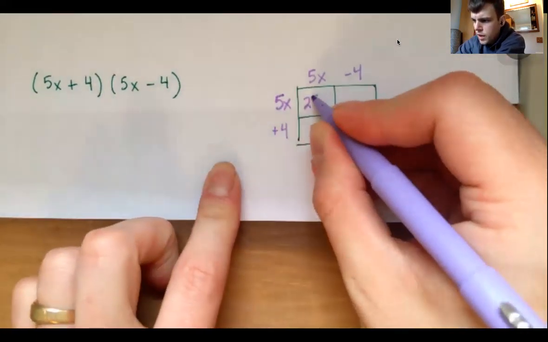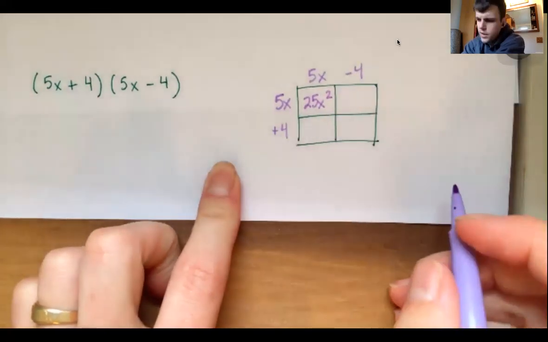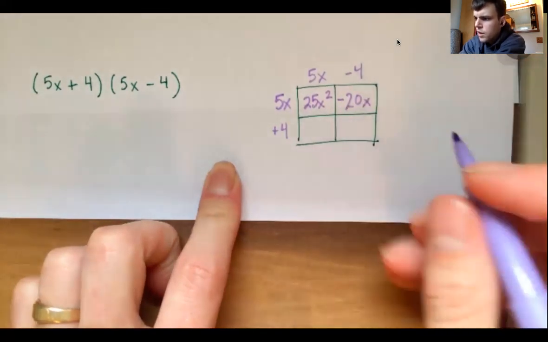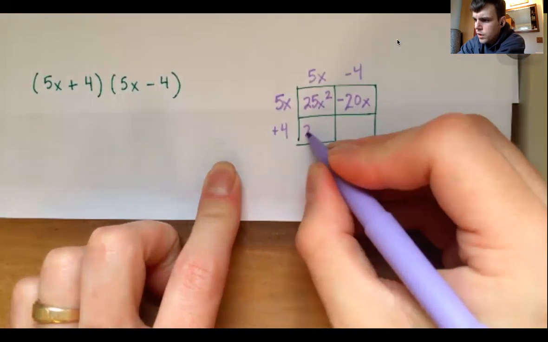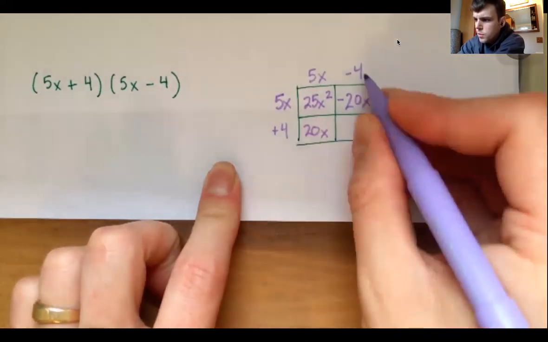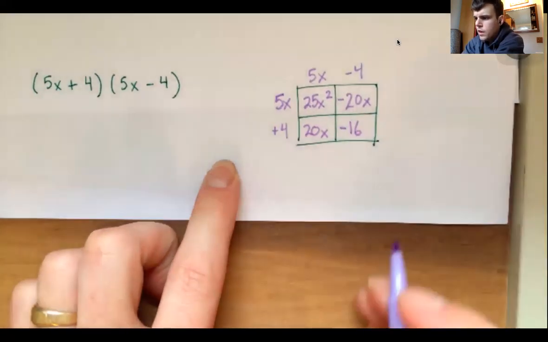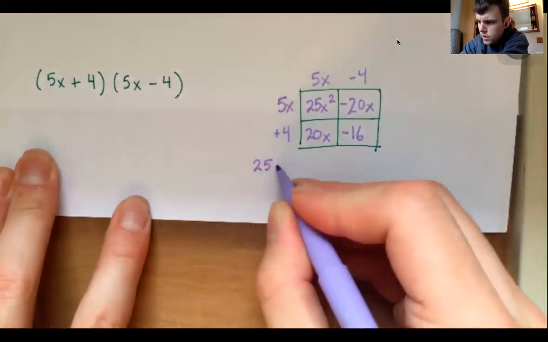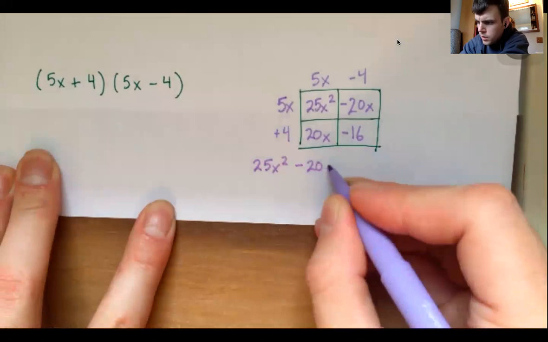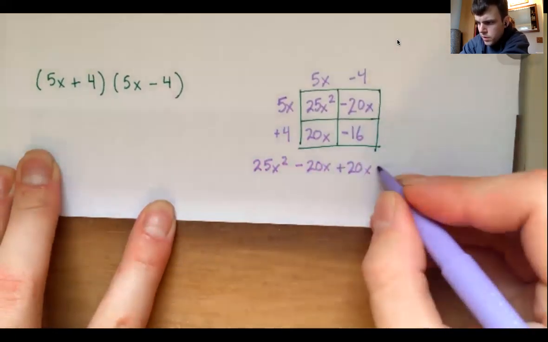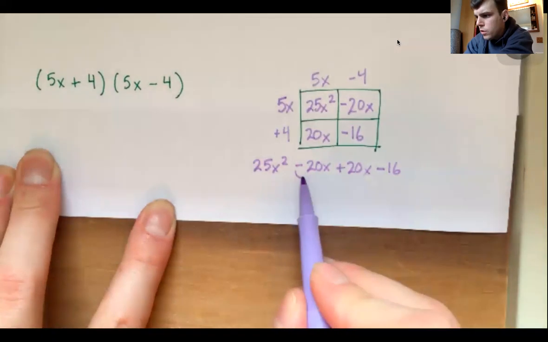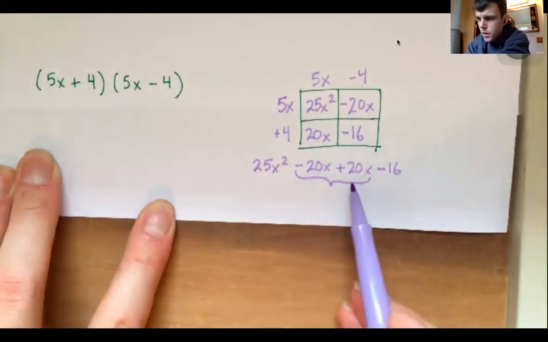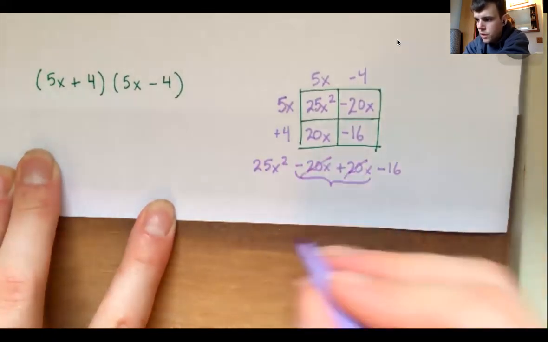I get 25x squared, 5x times 5x. 5x times minus 4 is negative 20x. 5x times 4 is 20x. 4 times minus 4 is negative 16. All right, you might be able to see what's interesting about this problem already, but let's write that out. 25x squared minus 20x plus 20x minus 16. Notice when we go to combine these middle terms, it's going to cancel. We have negative 20x, we have positive 20x. Those together just make 0.